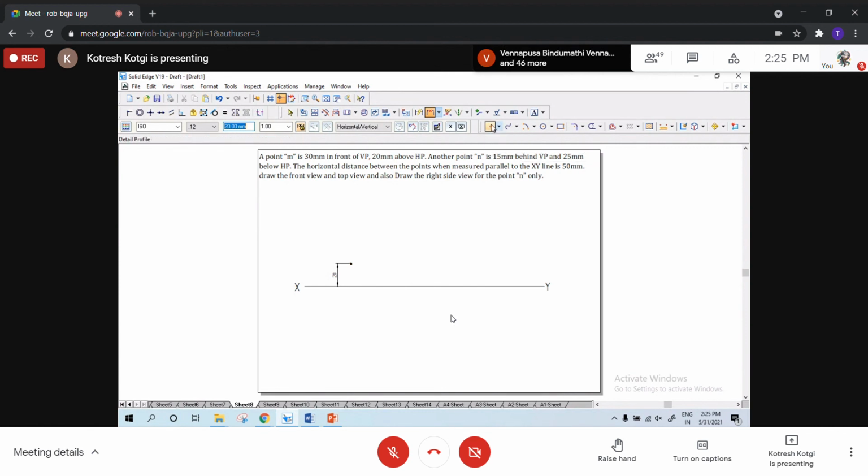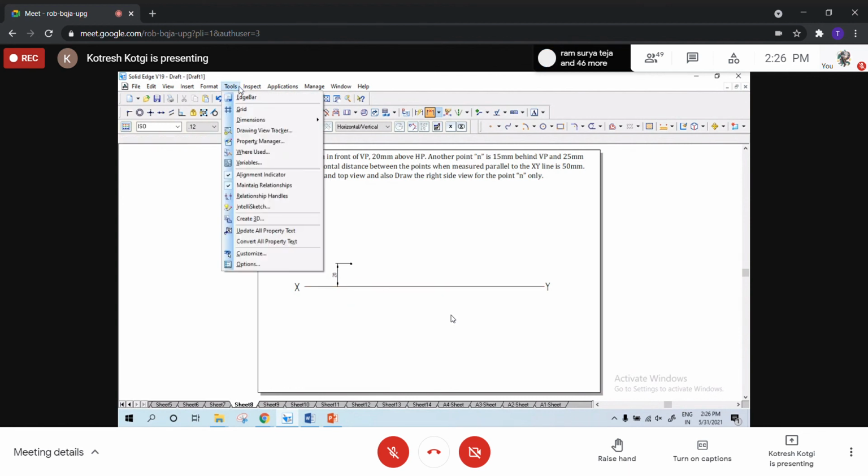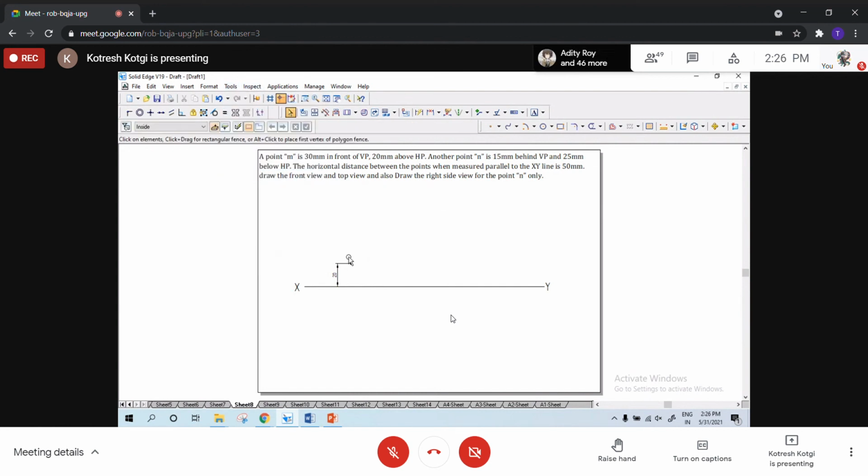Now on the same line, the top view will come. You can see that indicating line. This. So you can draw the thin projection line, and then you can measure 30 mm in front of VP, 30 mm below XY line, and then you can mark the point and dimension it. Here first I will draw the point, I will dimension it.